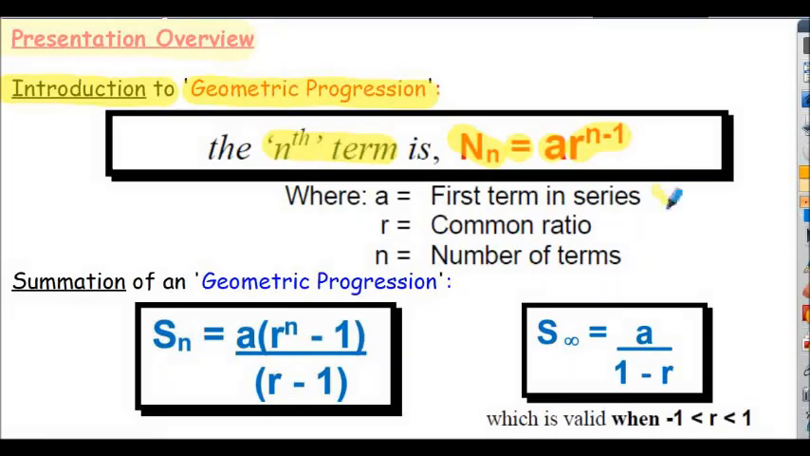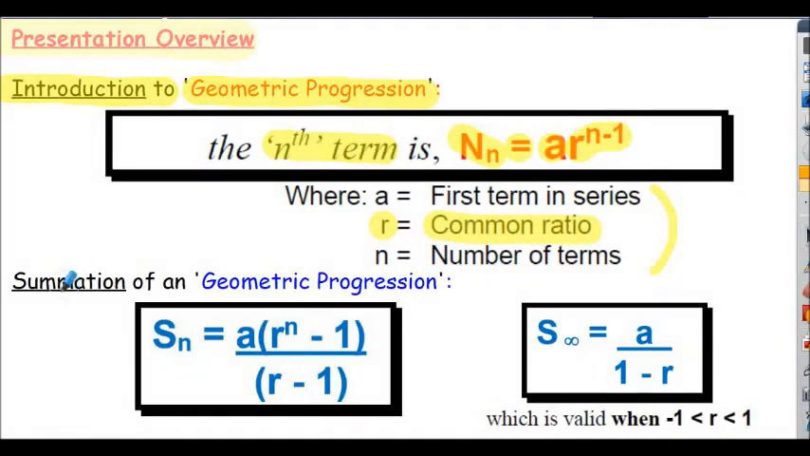Here's the nomenclature used throughout the presentation. Again, referring back to our previous presentations on arithmetic progression, with APs we have a common difference between each term in the series labelled lowercase d, but with geometric progression we have a common ratio between each successive term in the series, and that's labelled r.